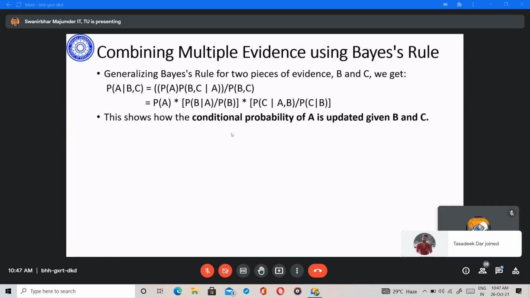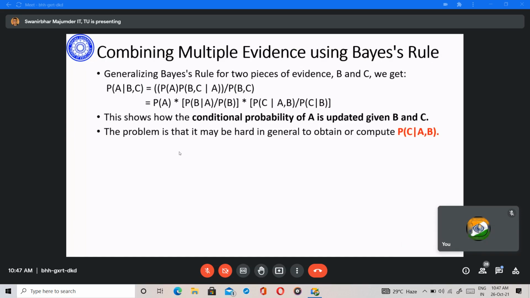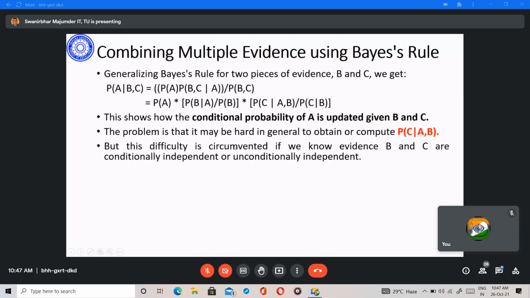Okay, so then if you see the probability for this problem, it is hard to compute this particular C conditional on A and B. Because here it is the other way around. We have evidences B and C for A, so we are correlating A conditional on B and C. And here we are seeing C conditional on A and B. So it is very hard in general to compute.